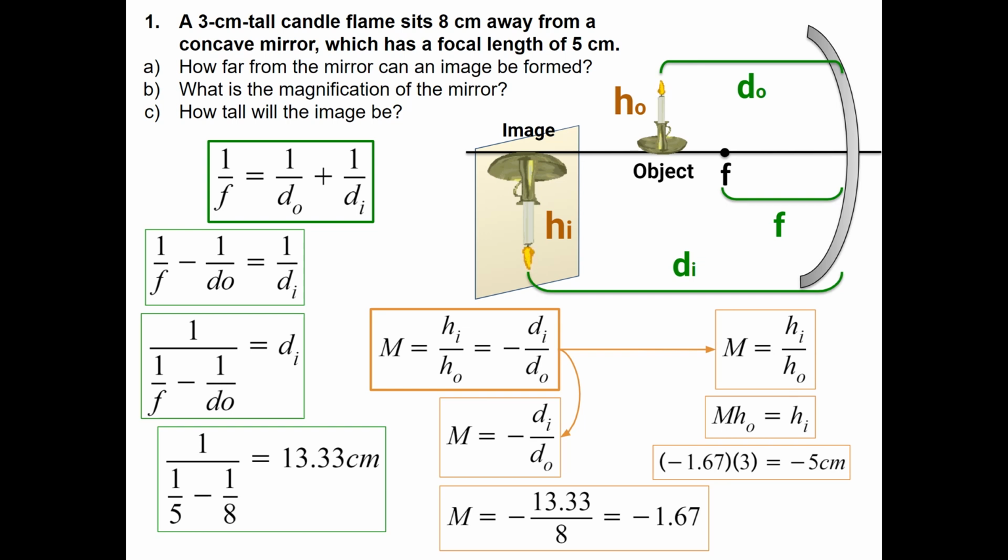So 2 things we should notice. The original candle had a height of 3. This image has a height of 5. So that kind of matches our expectation that it's going to get larger because the magnification was greater than 1. And the other thing to notice is that the height comes out as negative, which again confirms our idea about negative heights, meaning that it's flipped upside down.